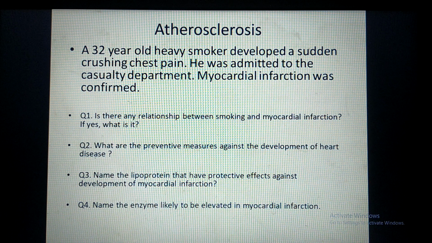Fourth question is, name the enzymes which are likely to be elevated in myocardial infarction. So enzymes like CPK-MB, which is an isoenzyme, SGOT or AST, and third is LDH. So these are the three enzymes which increase in early stages of myocardial infarction.